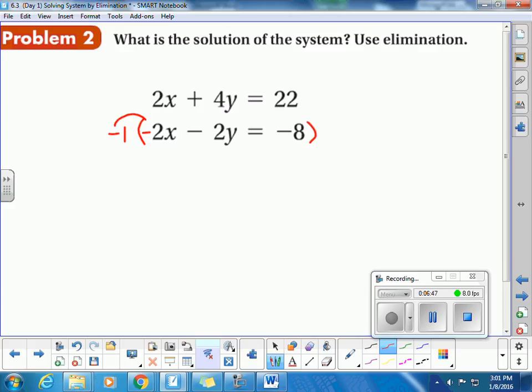Excuse me, a negative there. I'm going to get a positive here. And I'm going to get a positive here. So multiplying both sides by -1 just is going to change all of my signs. And when I do that, now I can add. So 2x minus 2x, the x's are gone. 4y plus 2 more y.